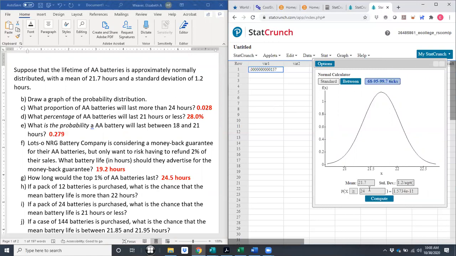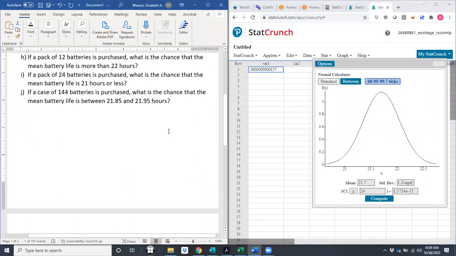All right, so that was just so we could see the comparison between 1 versus 12. And of course, the bigger our sample size gets, the smaller that number gets. But we want to know more than 22 hours. And that's just slightly more than average, right? Average is 21.7.